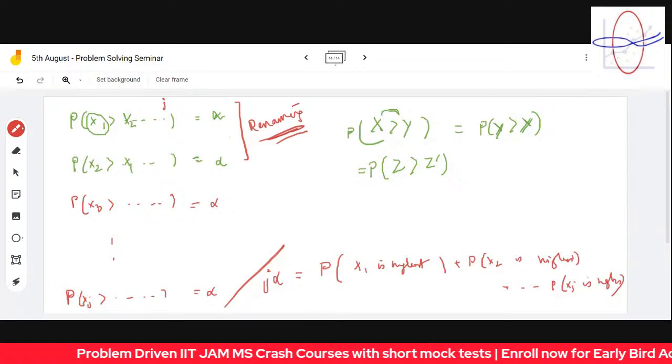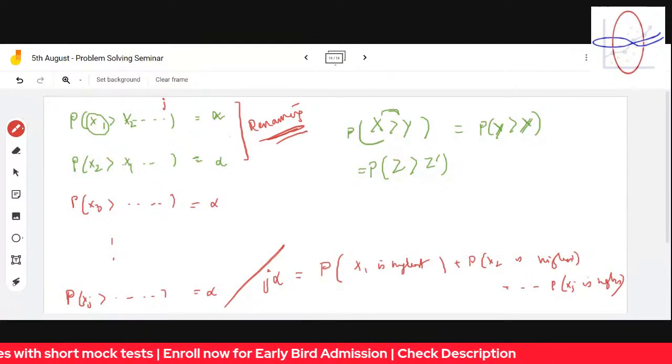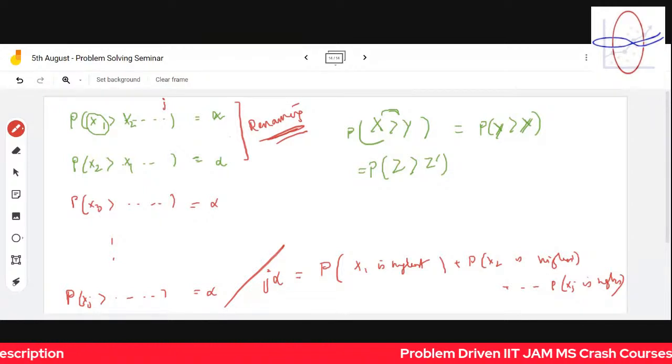All of you understood this beautiful strategy, guys. This is the most important idea, and one of the most important strategies for the questions that usually come. All of you understood this?